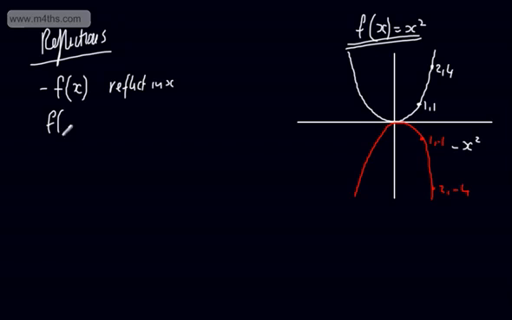Okay, let's look at the next one, f of minus x. Now this should therefore be a reflection in the y-axis. It's on the inside, so it's going to affect the x-coordinates.